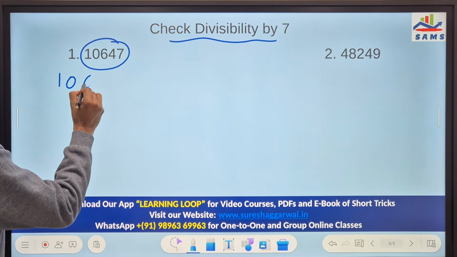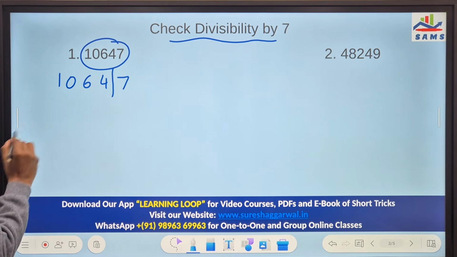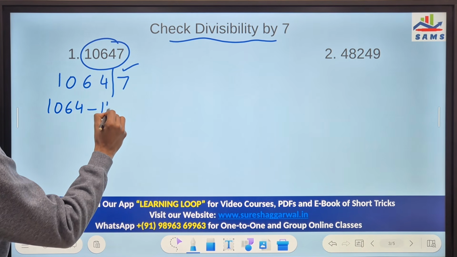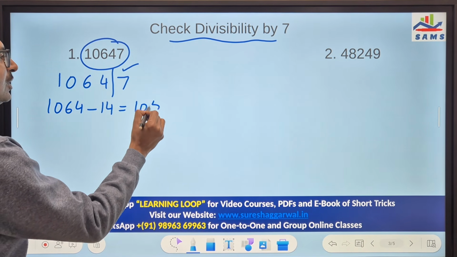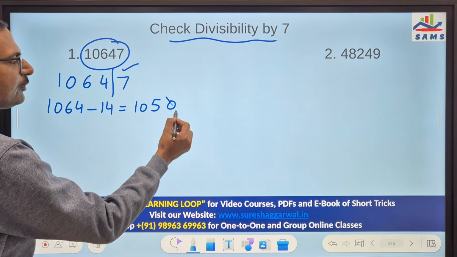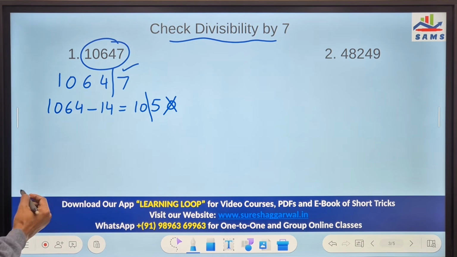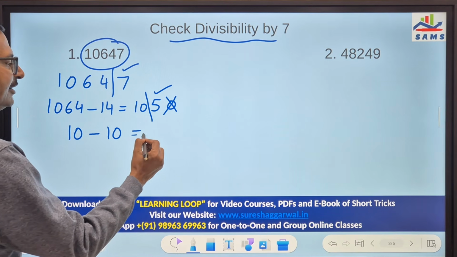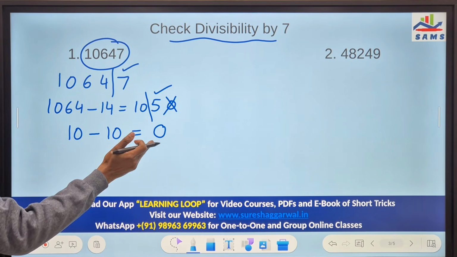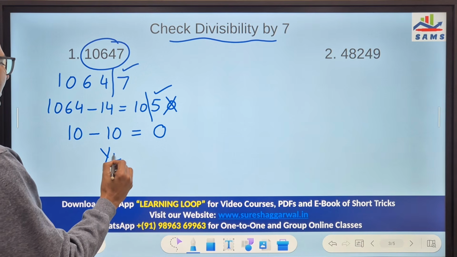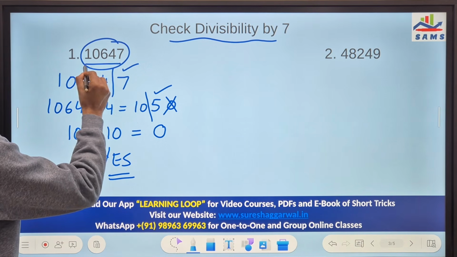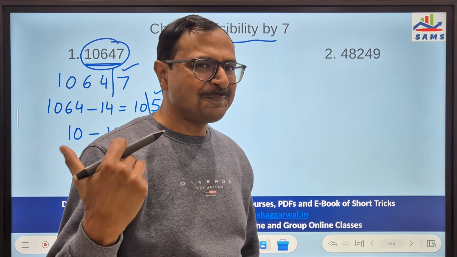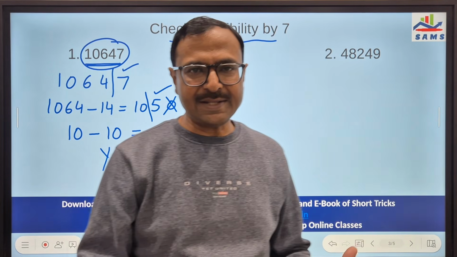10647. Separate out the last digit. 1064 minus 2 times this 7 is 14. So 1050. I told you if it ends with a 0, forget the 0. Separate out the last digit. 10 minus 2 times 5 is 10, and here we are, we got a 0. And as soon as I see a 0, yes, the complete number, that means 10647, is divisible by 7. Isn't that easy? Just 2 steps and I get to the answer.